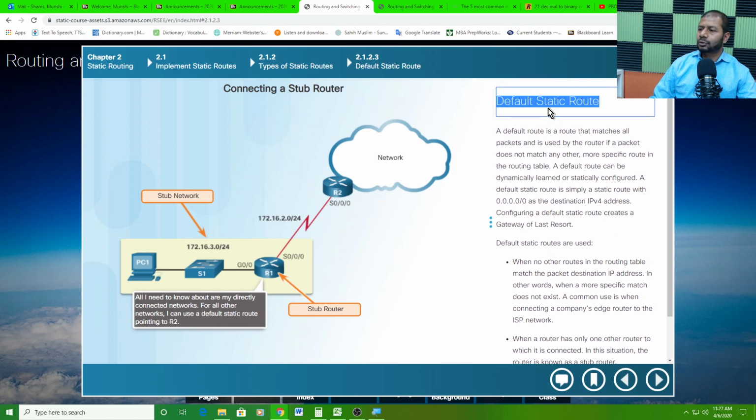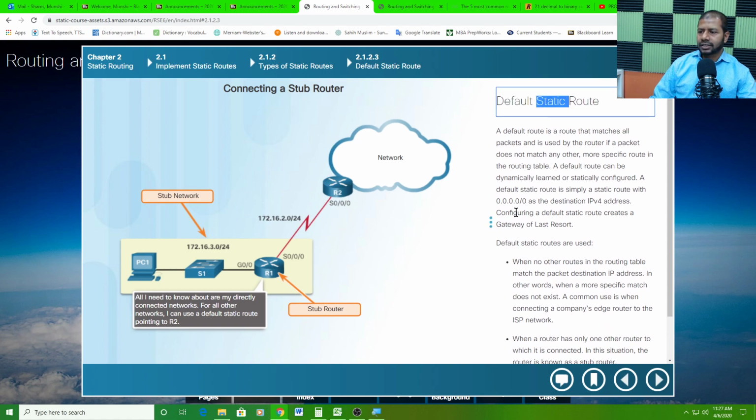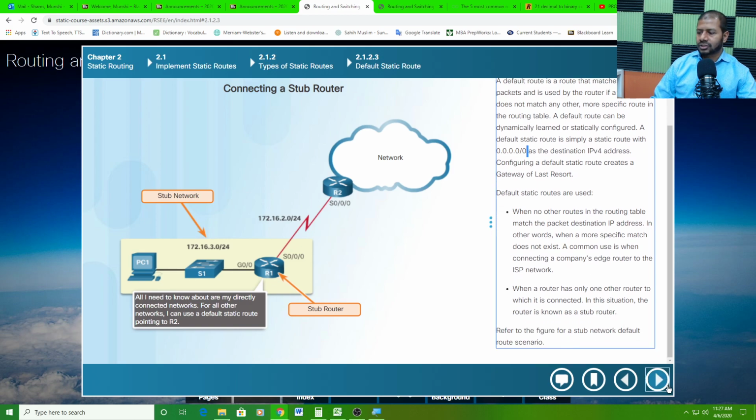A default route does not always have to be static. Here you can manually write it down, because now we are discussing static routing. Okay, so we will learn maybe in some slides later how to write that command. We write that command by using the command ip route and then 0.0.0.0/0. You will learn that in the coming slides.